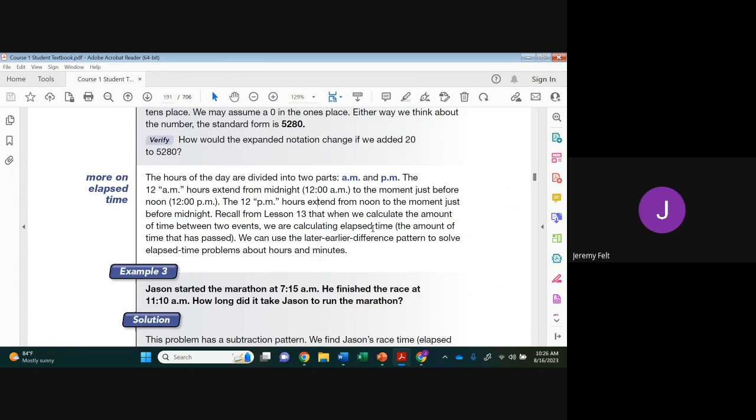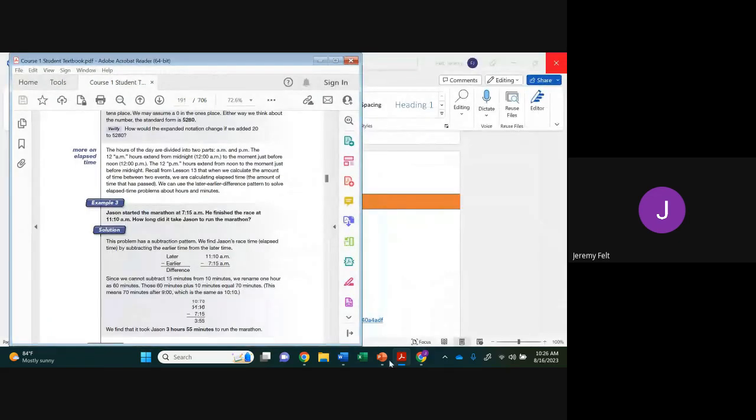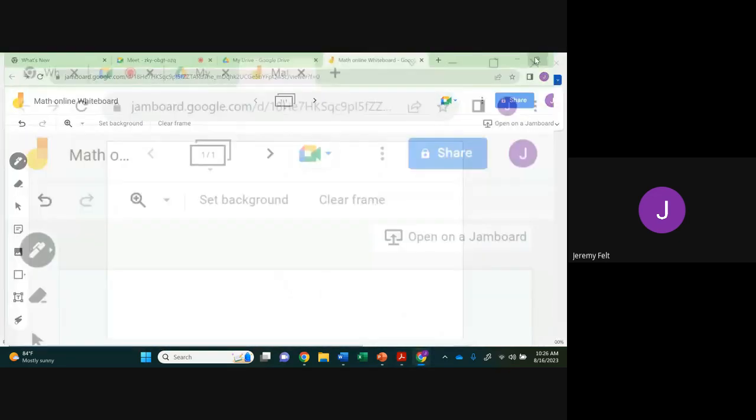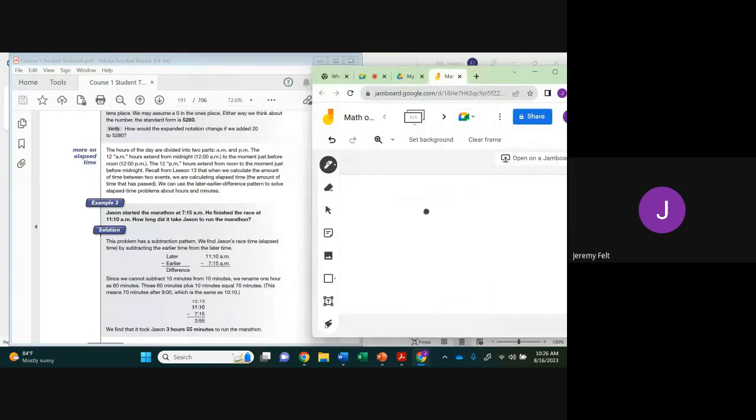But let's take a look at example 3. Jason started the marathon at 7:15 a.m. Again, it's a word problem, so always write down what you know, 7:15 a.m. He finished the race at 11:10 a.m. Okay, so we're going to start with our end time, and then our start time.